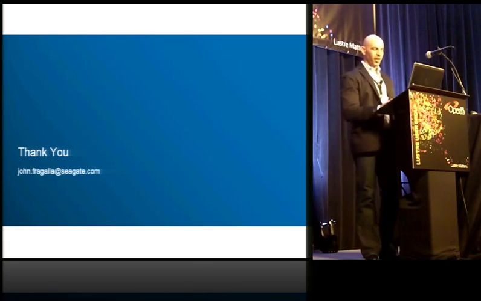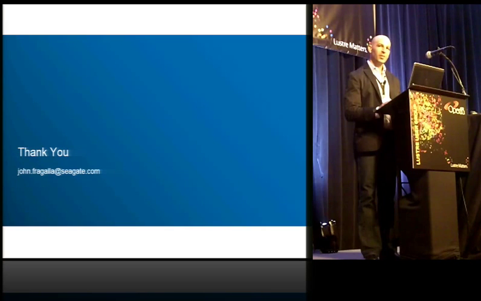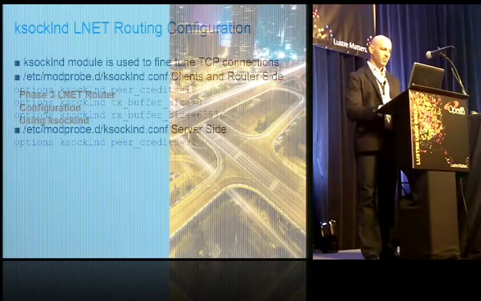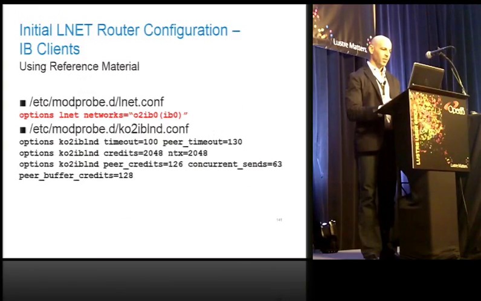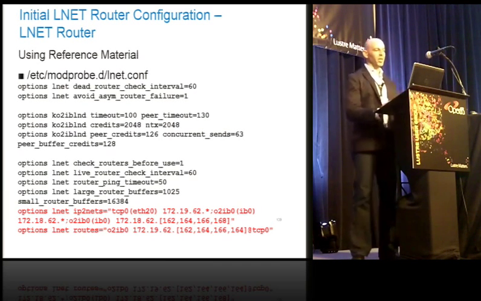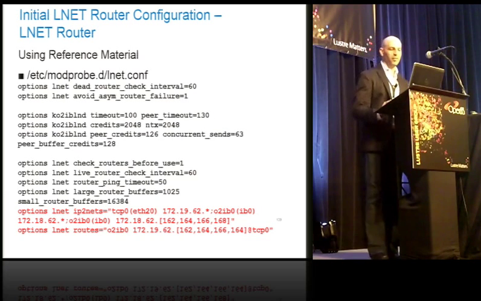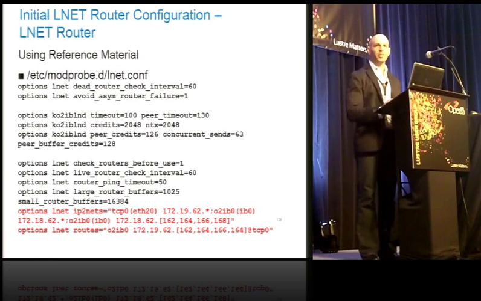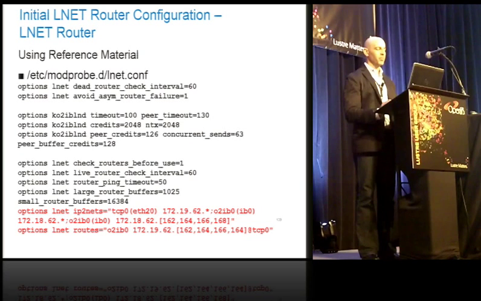Are you talking about the ksocklnd numbers? Let's see. These values, correct? Yeah, so the ko2iblnd parameters were leveraged off reference material that I have a pointer to at the end of the presentation. But I did not leverage ko2iblnd in my final configuration. Now the buffer credits were also based on documented reference materials that I read. I didn't honestly play with these values.